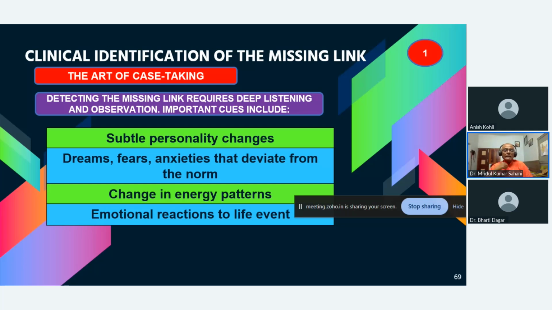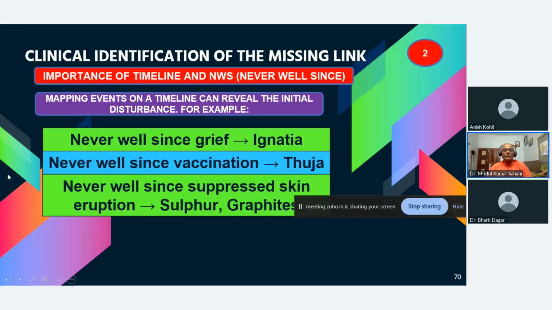The art of case taking. Detecting the missing link requires deep listening and observation. Important clues include subtle personality changes, like dreams, fear, anxiety that deviate from the norm. Changes in the energy pattern. Previously, he was more energetic. Now he has become less energetic. Then emotional reaction to life events, and this you have to look into. Then mapping the events on the timeline. Then revival of the initial disturbance.